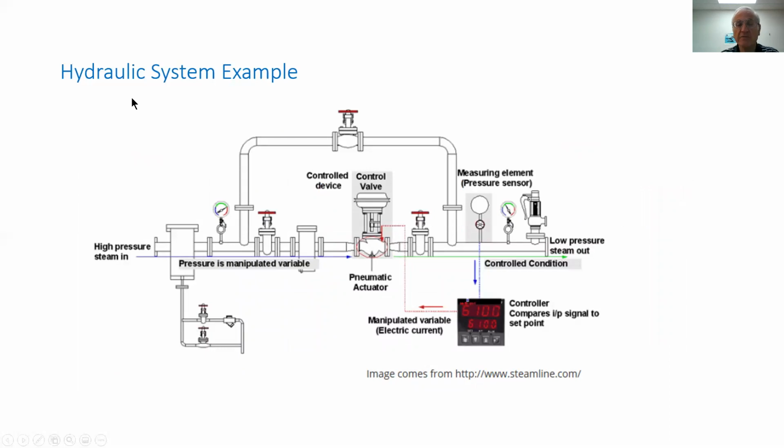This shows us an example of a hydraulic system. We have in this example high pressure coming in here on the left. We have some relief valves. We have a monitoring gauge. We have a bypass over here, so that we can shut off these two valves and disconnect the flow in this section and have the bypass allow the flow to go to the right-hand side of the system.